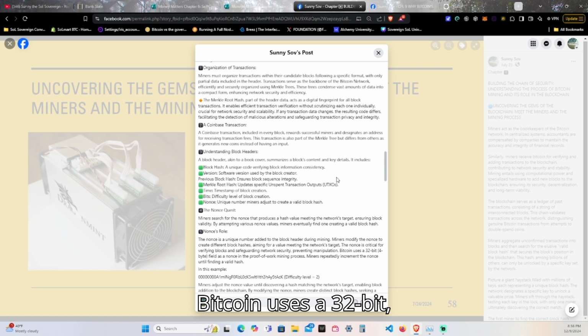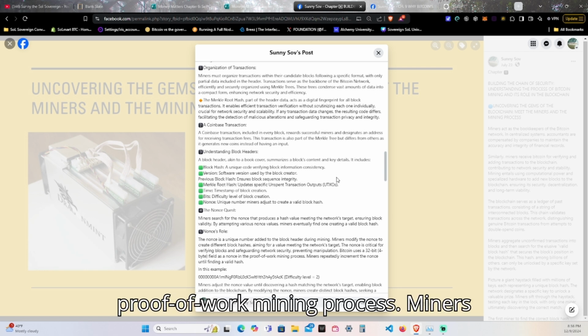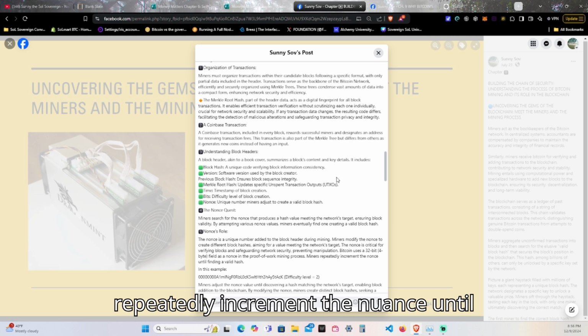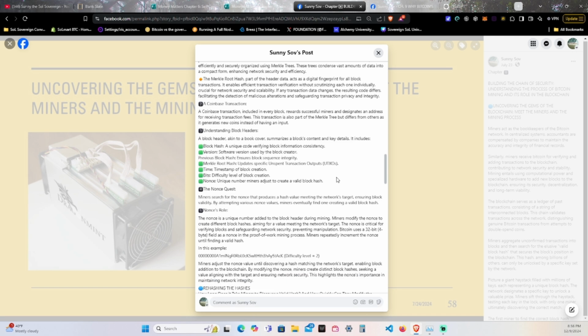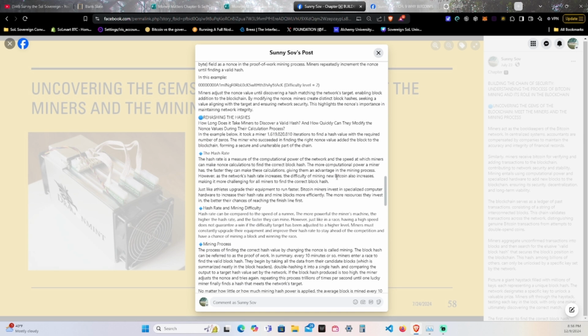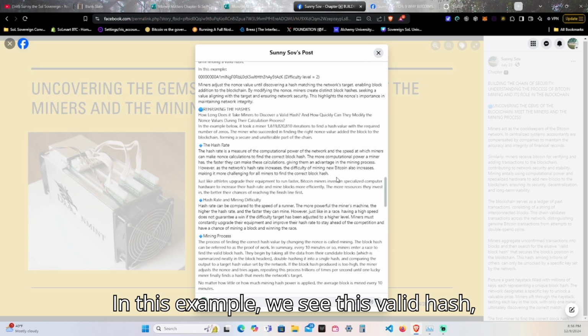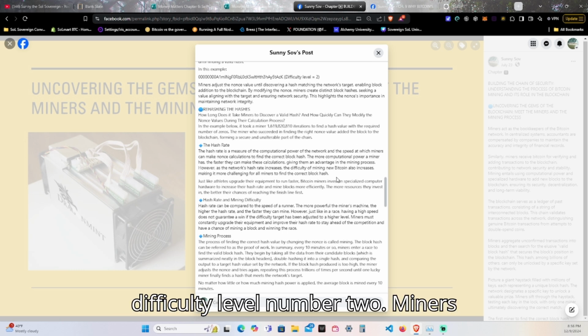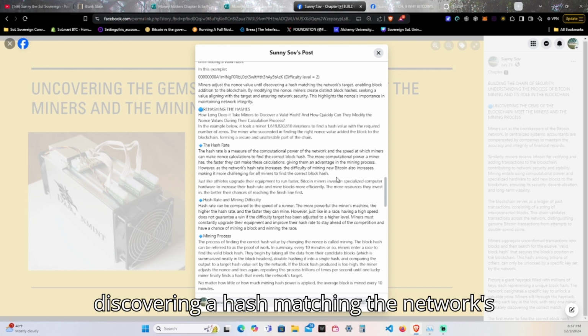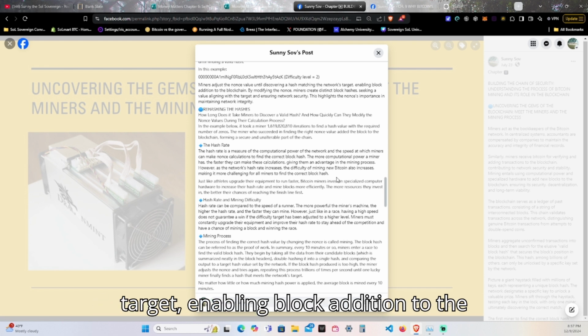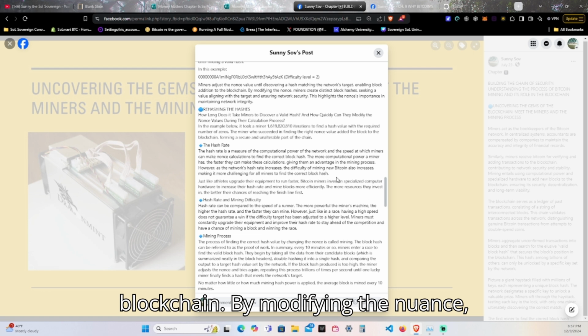Bitcoin uses a 32-bit, 4-byte field as a nonce in the proof-of-work mining process. Miners repeatedly increment the nonce until finding a valid hash. In this example, we see this valid hash, difficulty level number 2. The miner adjusts the nonce value until discovering a hash matching the network's target, enabling block addition to the blockchain.